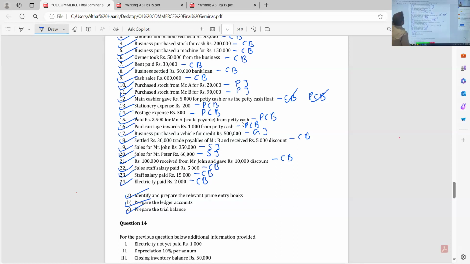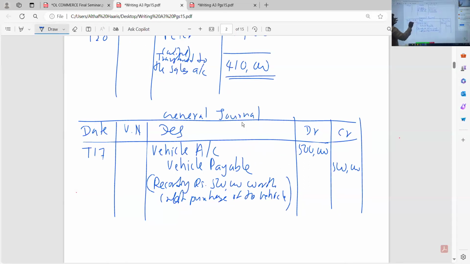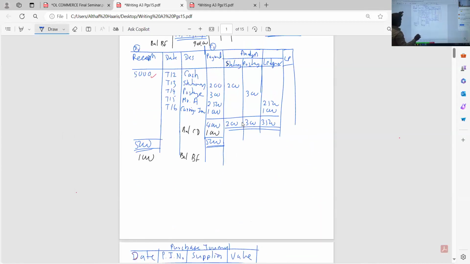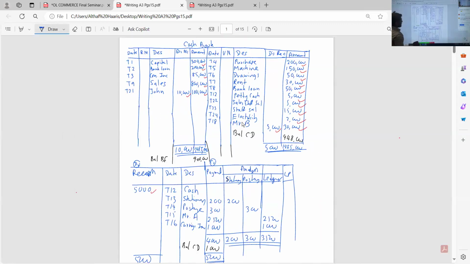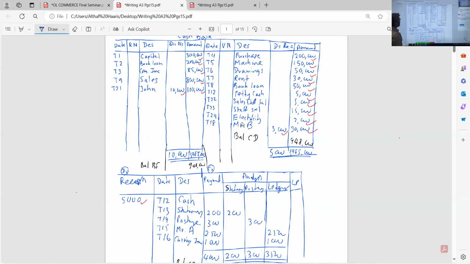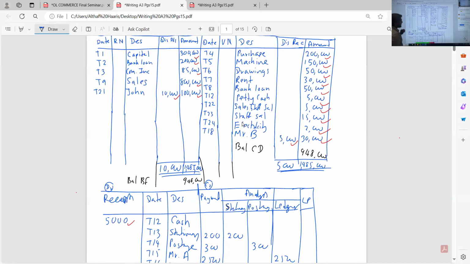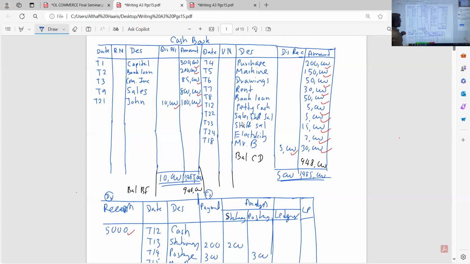Okay, so one student asked me to show the cash book again. Cool. Done.